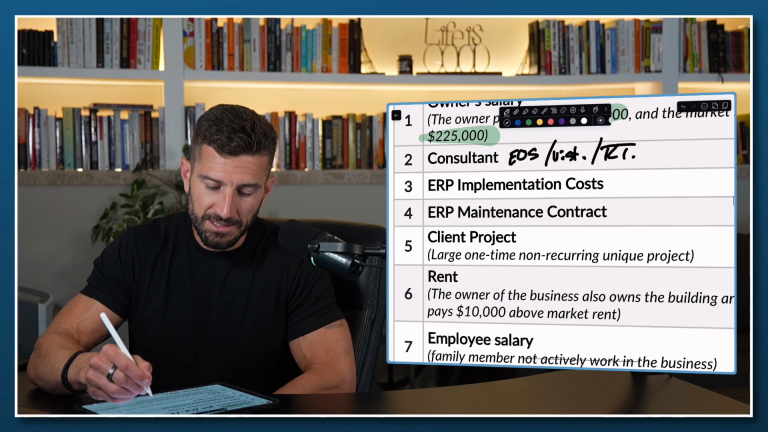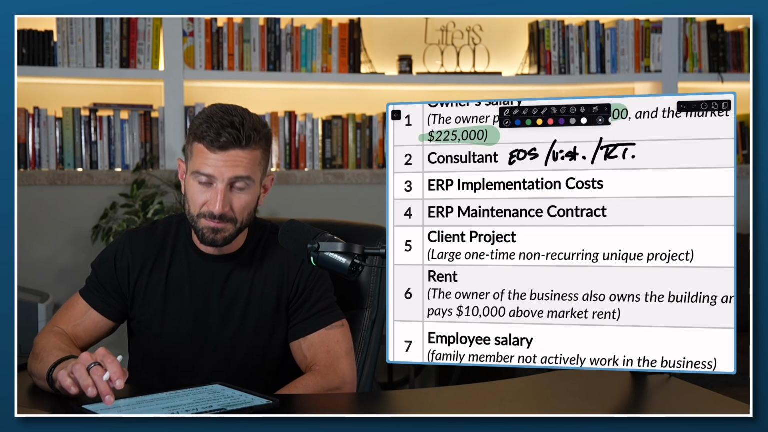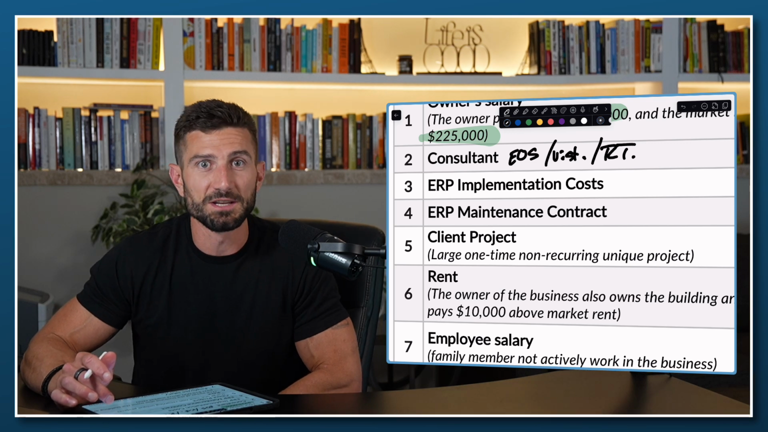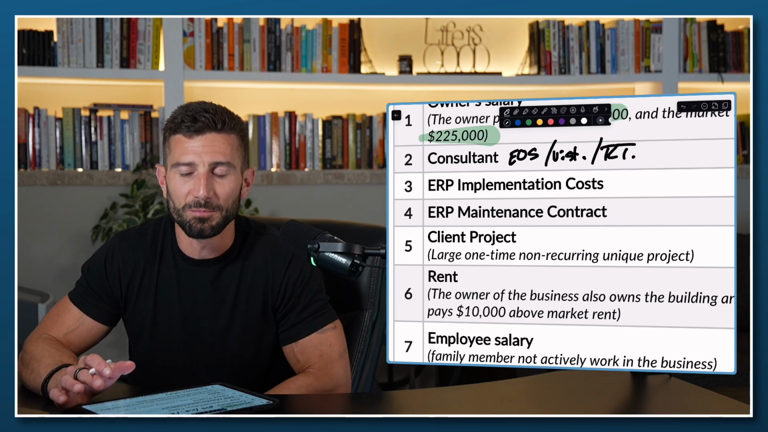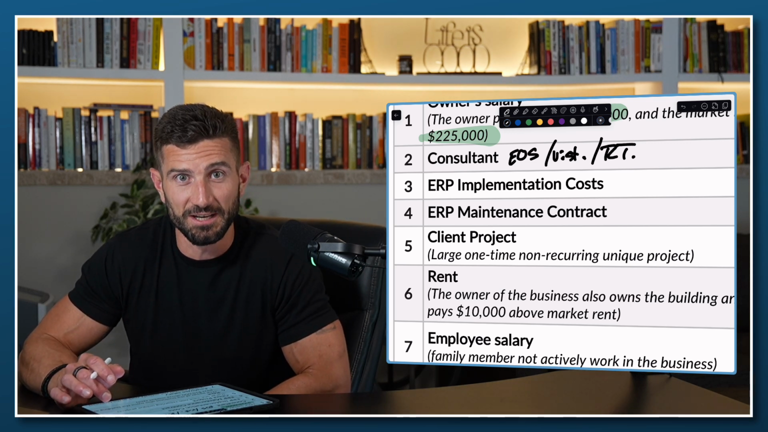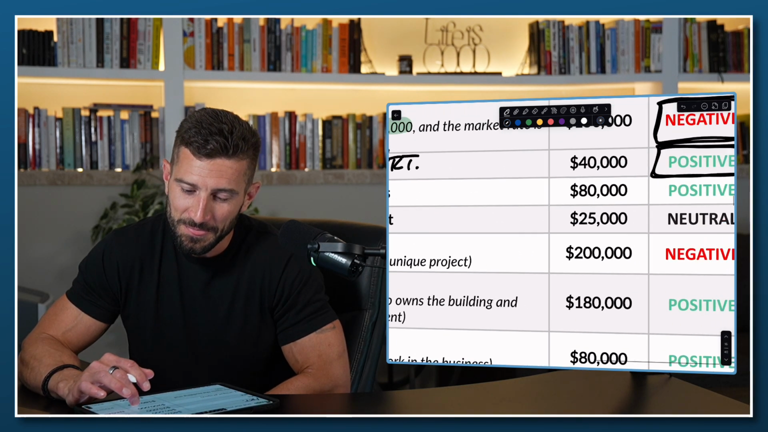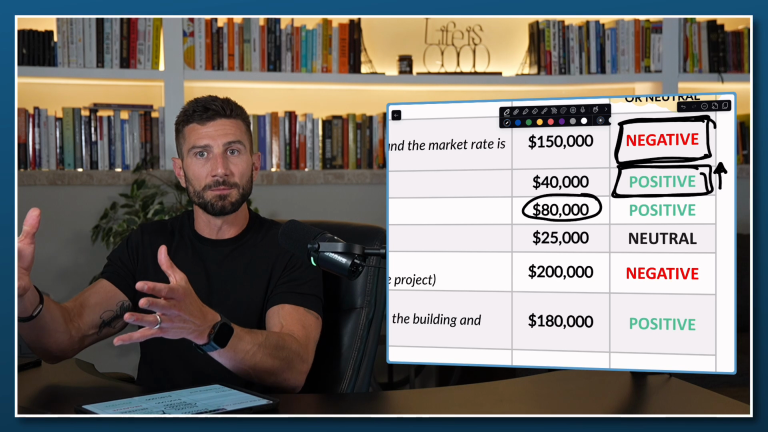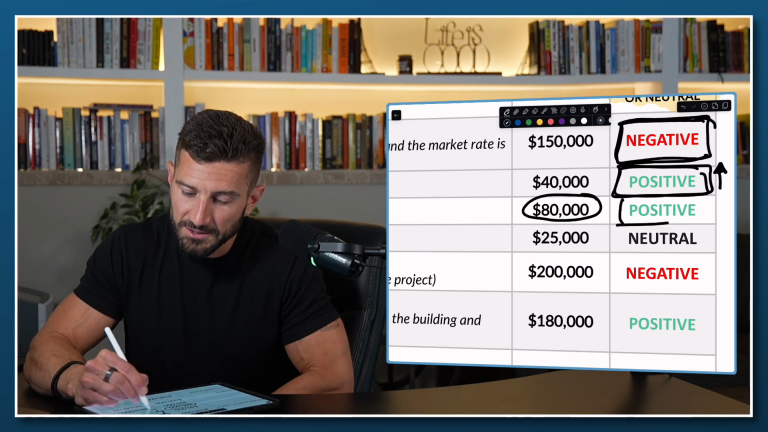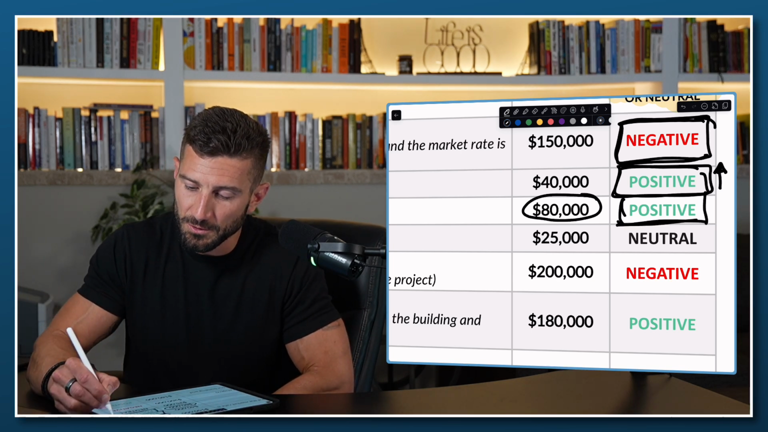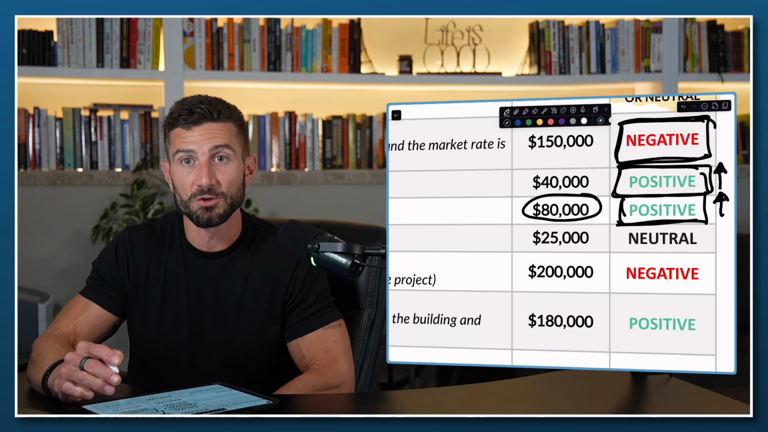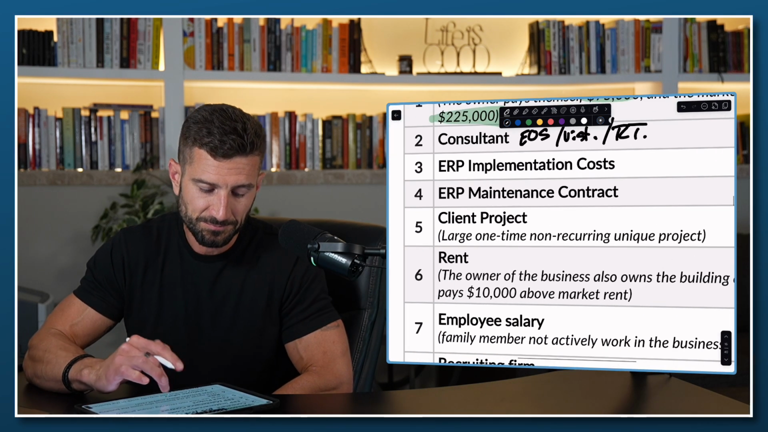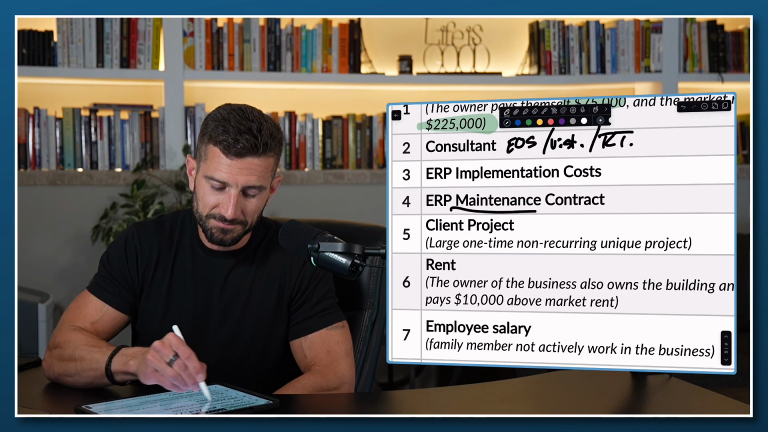Next is ERP implementation costs. So if you are implementing NetSuite or whatever, I've implemented ERP systems. It's a freaking nightmare. And so let's say you had $80,000 that you spent on the upfront implementation costs. That is a cost that's in the income statement. So there would be a positive add back where you'd be increasing normalized EBITDA. The maintenance contract. What do you think?